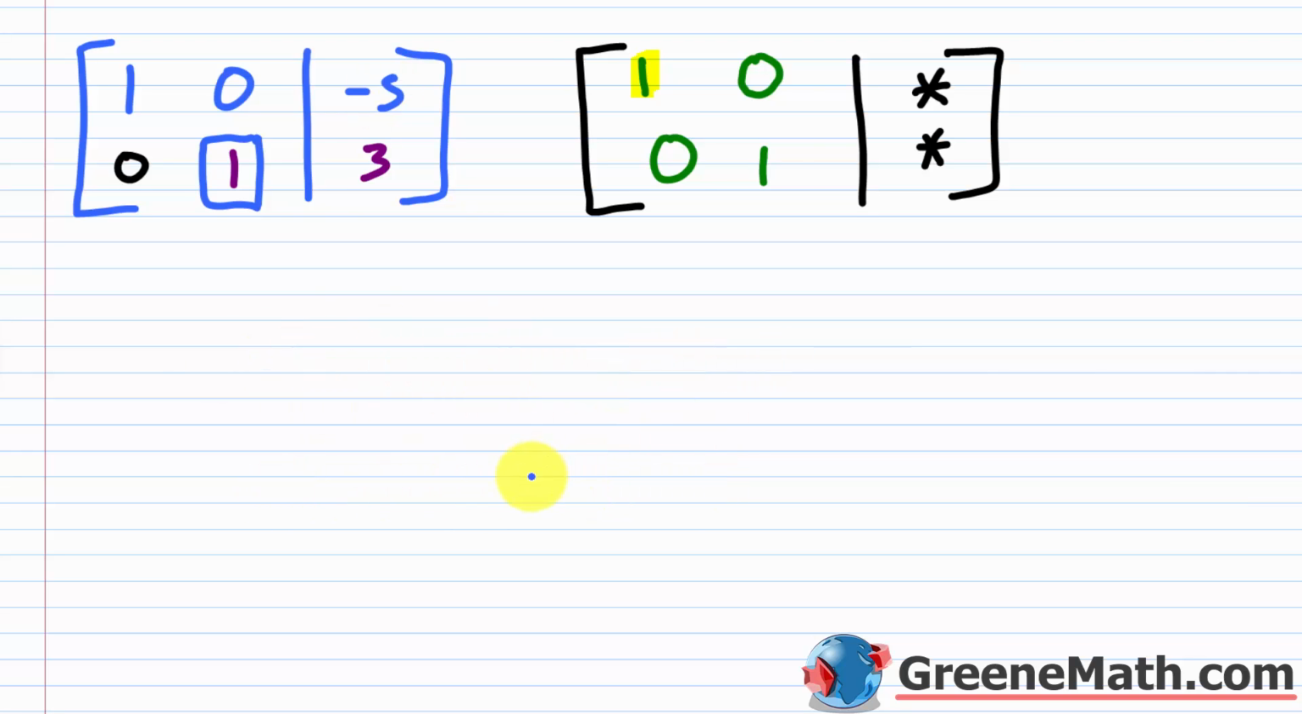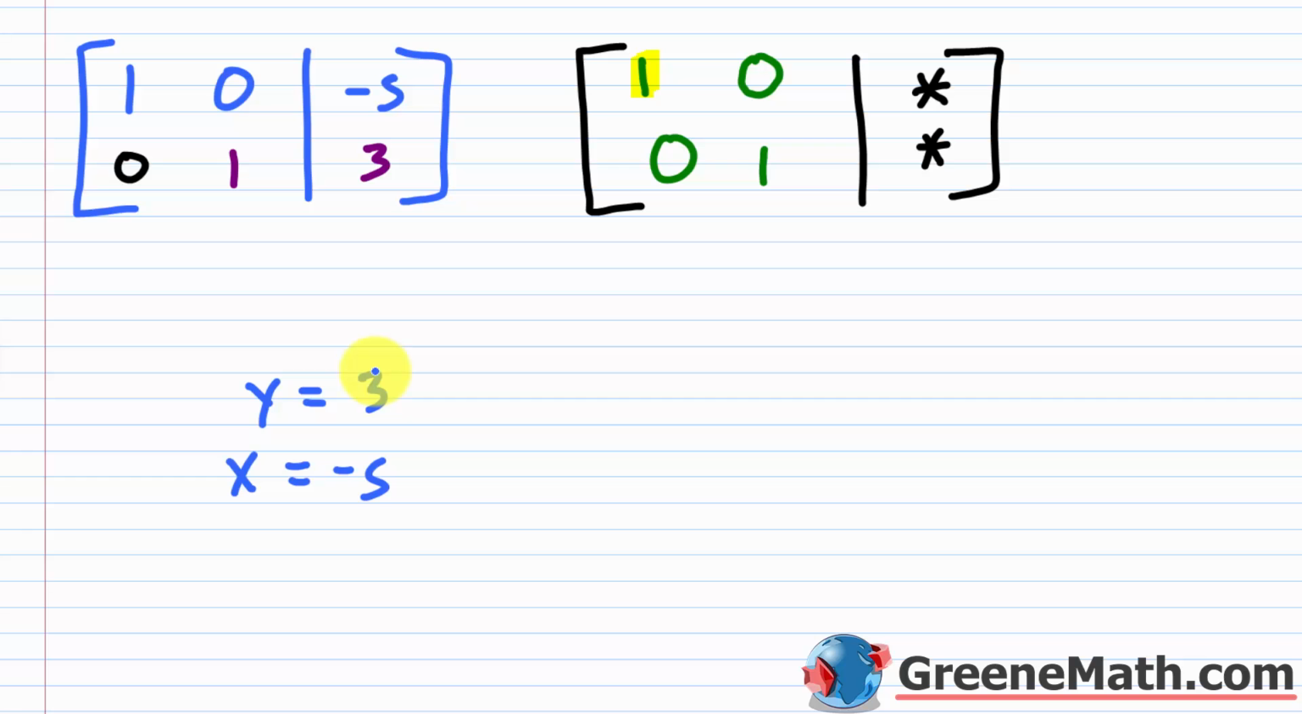Very easy to read because this is 1x plus 0y equals -5, or I can say that this is x equals -5. And then this one right here is 0x plus 1y equals 3, or I can just say y equals 3. So directly from this matrix, I read the solution. And although it took longer for us to do it this way, that's just because we're getting started.